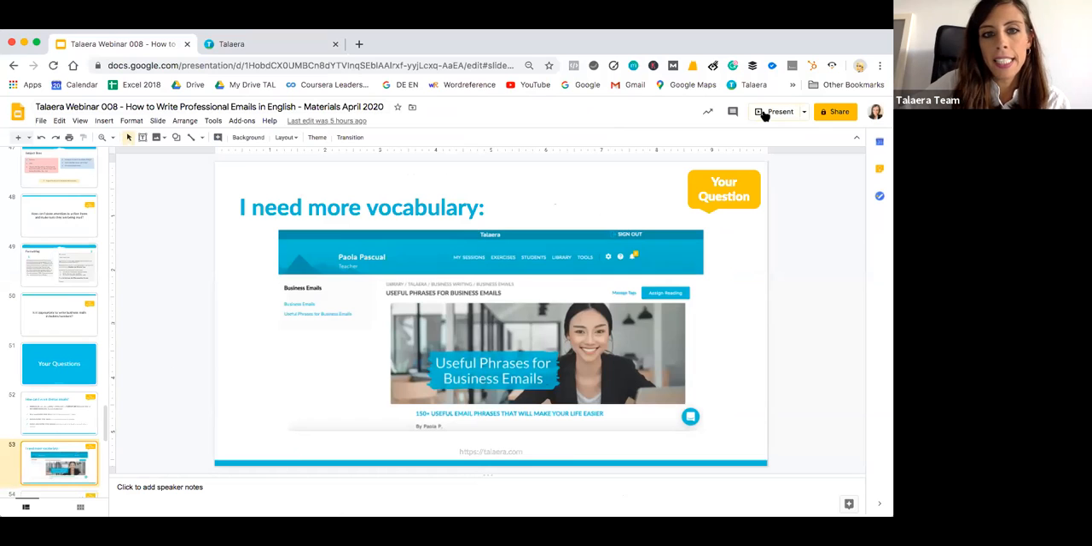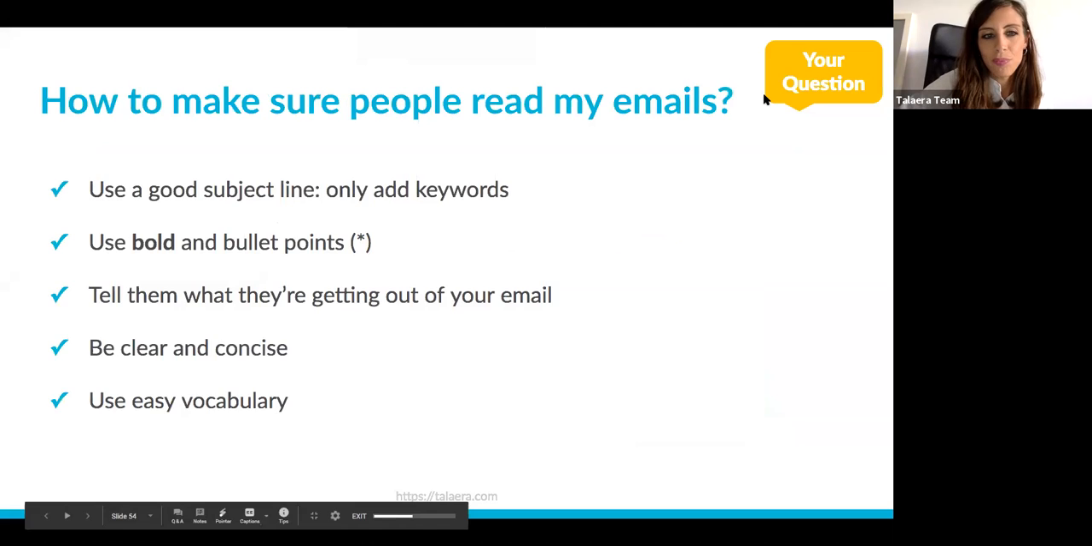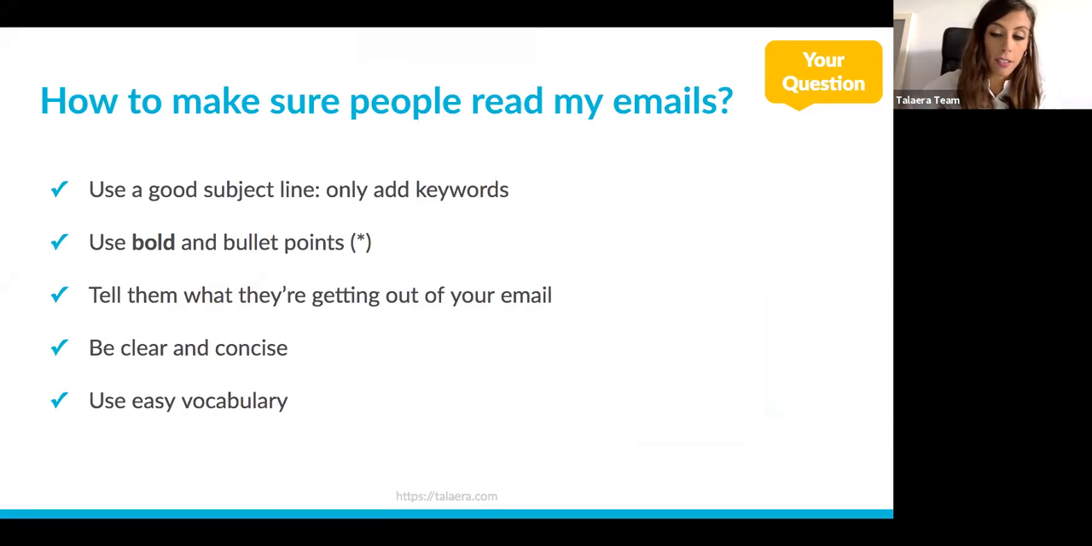And let's go with more of your questions. How to make people read my emails? As we said, use a good subject line, only add keywords. Use bold and bullet points, but as we said, not the whole email, just the most important information. Tell them what they're getting out of your email and what they need to do. Be very clear about that. Clear and concise, and use easy vocabulary. There's no point in using complicated words.